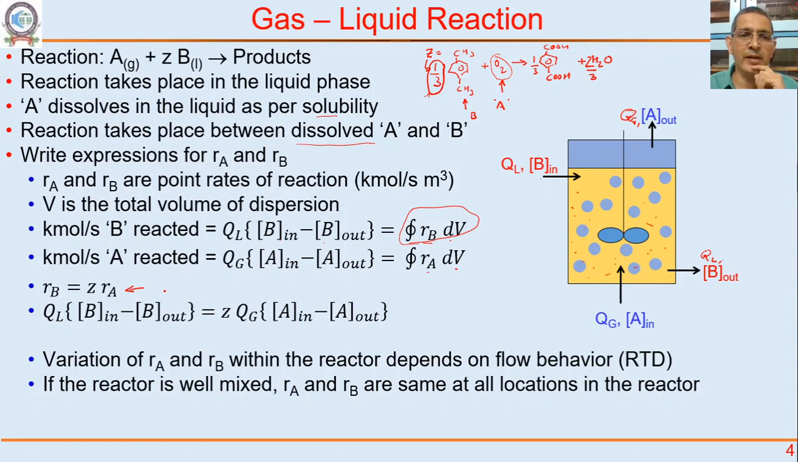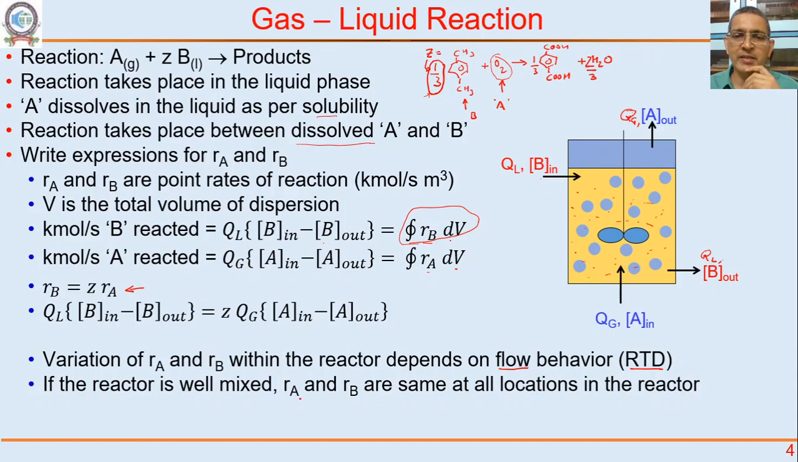RA and RB are related to each other. In other words, we can write that QL into B in minus B out would be Z times QG into A in minus A out. So this variation of RA and RB in the reactor depends on whether it is well mixed or not, whether it is plug flow or not, which means it depends on the flow behavior or RTD. Now you see how RTD is coming into picture.